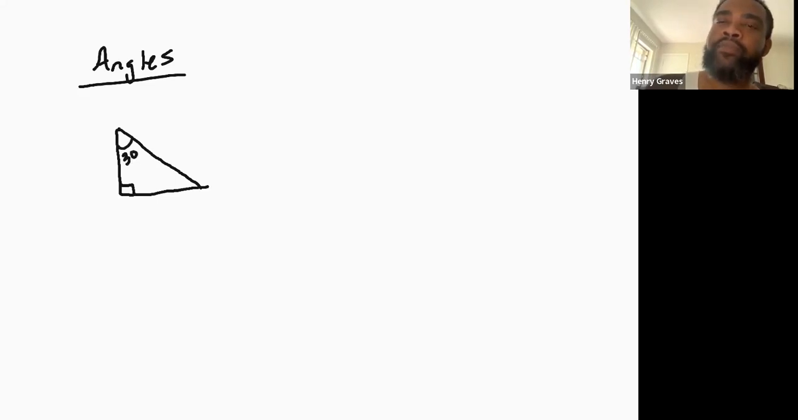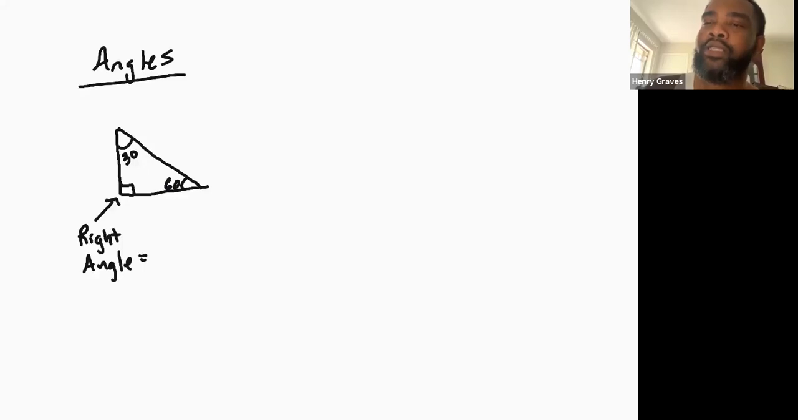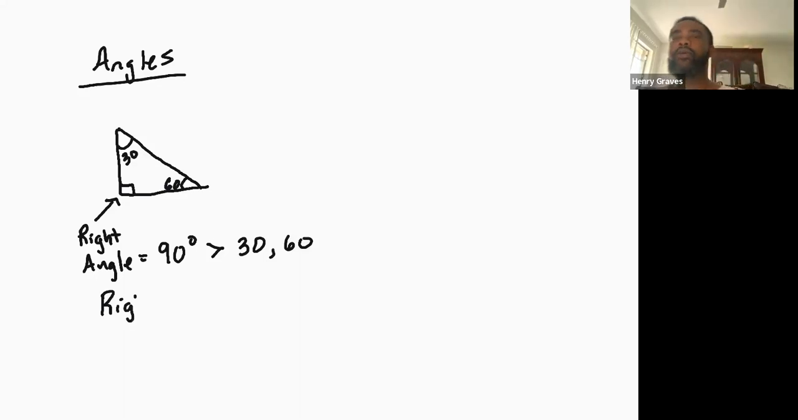If I look at my biggest angle right here, that right there is a right angle. The right angle is equal to 90 degrees, and 90 degrees is greater than the 30 or the 60 degrees I have. That makes this kind of triangle a right triangle. Get it? A right triangle. So when the biggest angle in the triangle is 90 degrees, it's a right triangle.